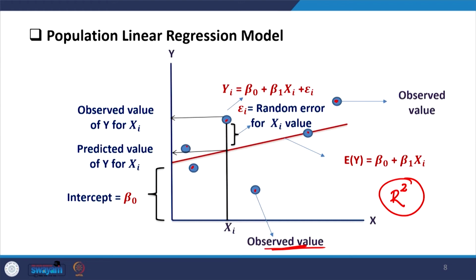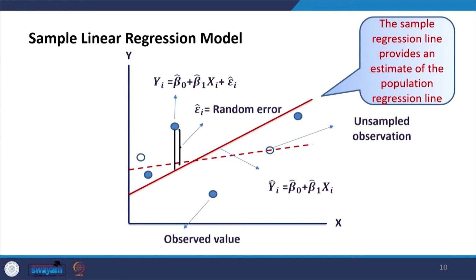Now, we are explaining sample linear regression. We have already explained the population linear regression in this chart and this table. Here it is sample linear regression. Now you can see how, among the unsampled observations, we are just highlighting the sample regression line, which provides an estimate of the population regression line.